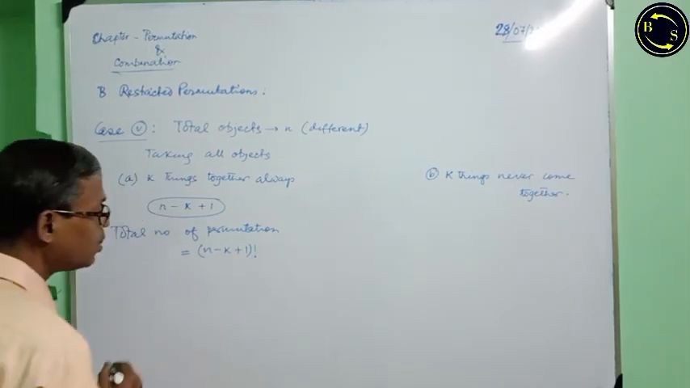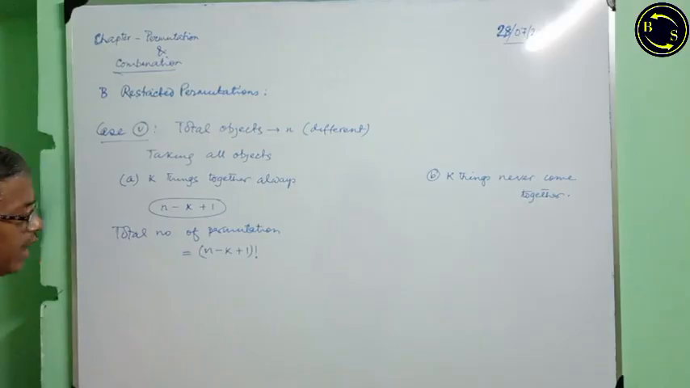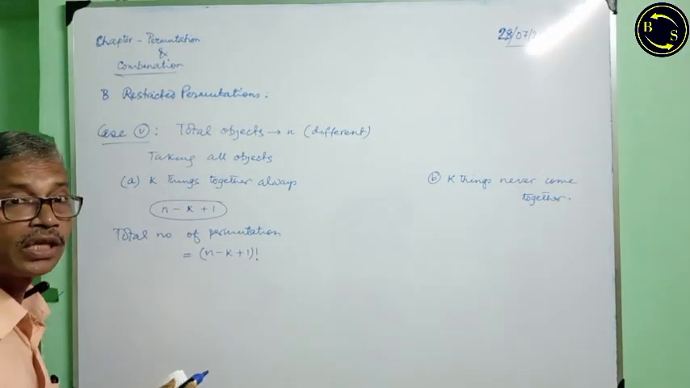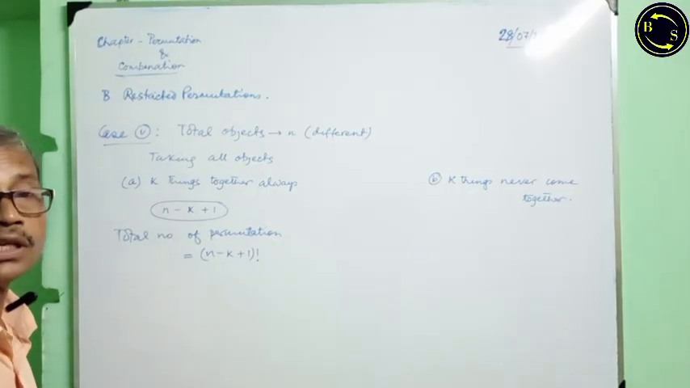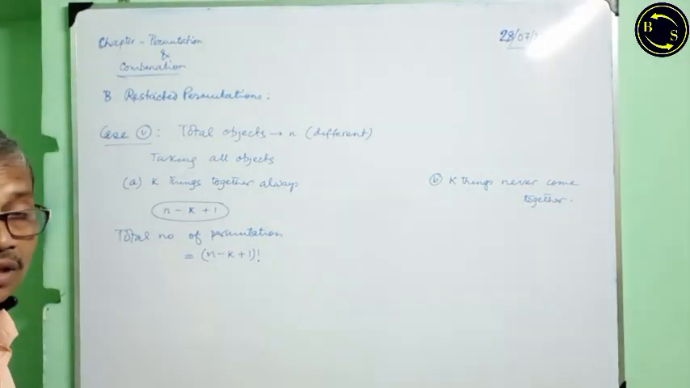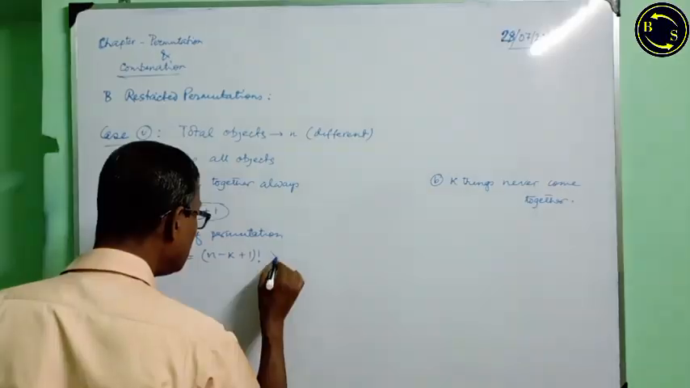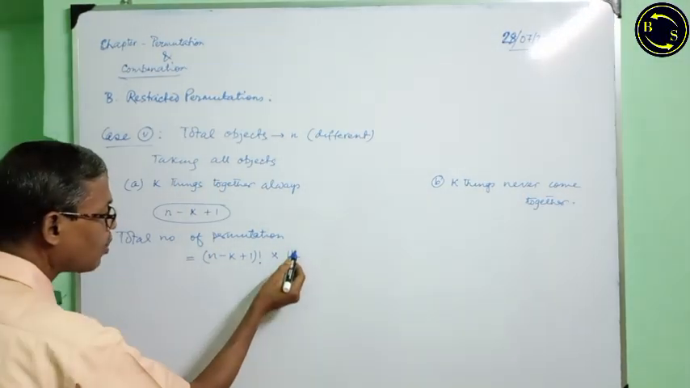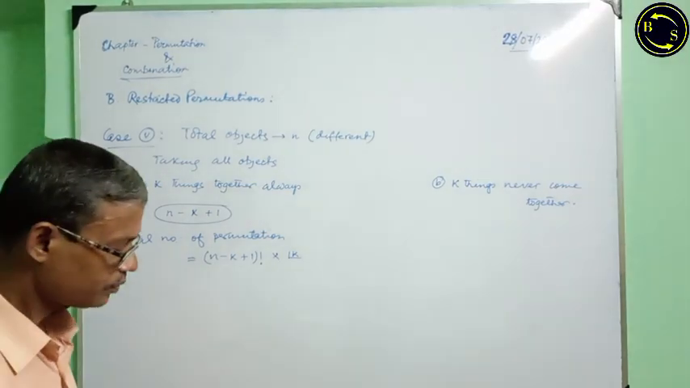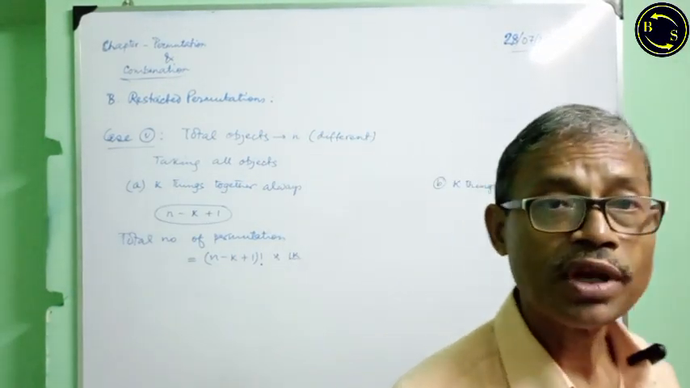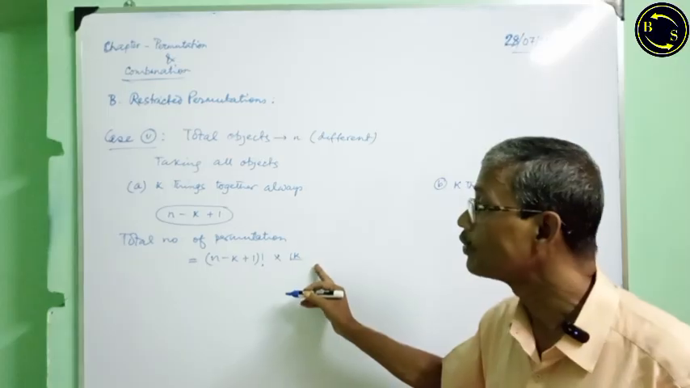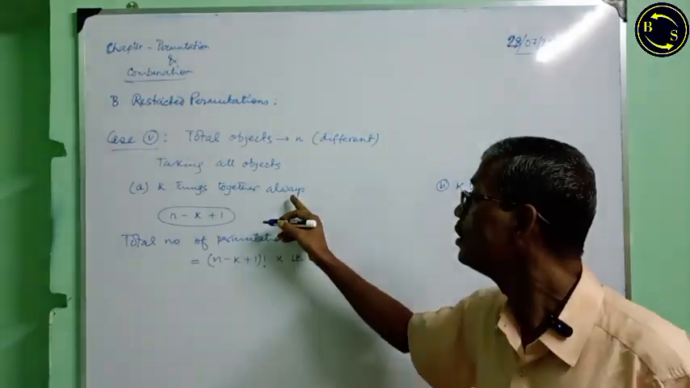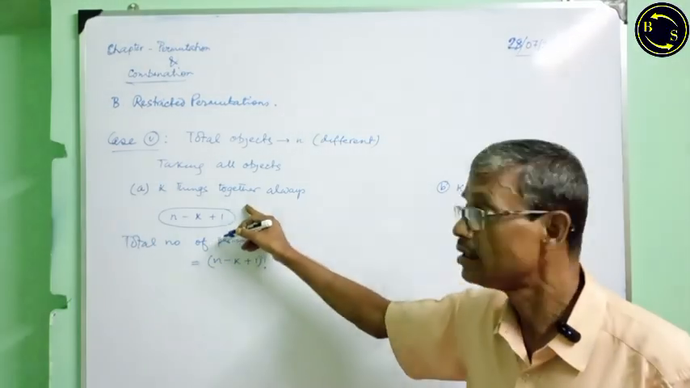That means this one is factorial n minus k plus 1, of which k things are together. Now those k things can arrange themselves in factorial k ways. Therefore, the required number of permutations will be n minus k plus 1 factorial into k factorial. This is the first case, where k things are always together.